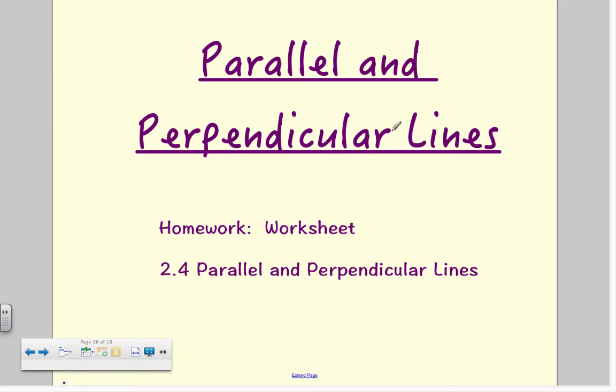This is Parallel and Perpendicular Lines with Mrs. Herrera. This is from your homework worksheet 2.4, Parallel and Perpendicular Lines. Let's start with problem number 1.